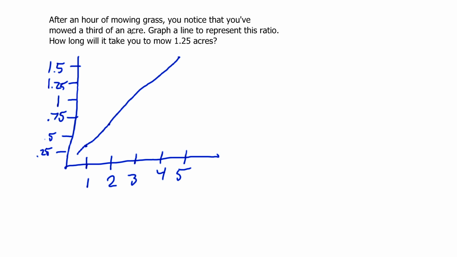And it's asking how long it will take us to mow 1.25 acres. So we find 1.25 acres on our vertical axis here, and then we go straight over until we intercept the line here. Then we go straight down, and it looks like it'll take us almost 4 hours to mow 1.25 acres.